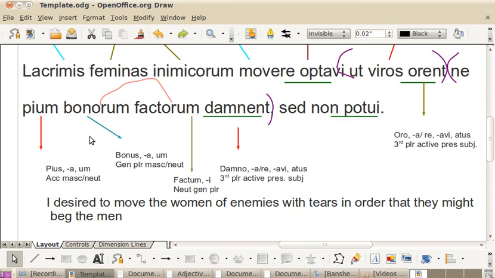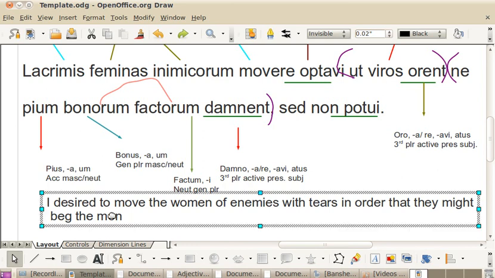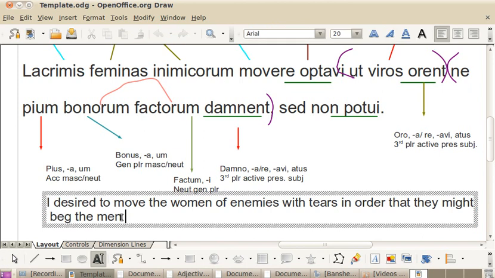All right, so we did all that work attempting to find a nominative plural, but we see that there is no new nominative plural in that idea, so we have to assume they. I mentioned before this is an indirect command in the negative, so we say, I desired to move the women of the enemy with tears in order that they might beg the men not to do something. Not to, and damnant in the present subjunctive, we can just say condemn. Begged the men not to condemn.